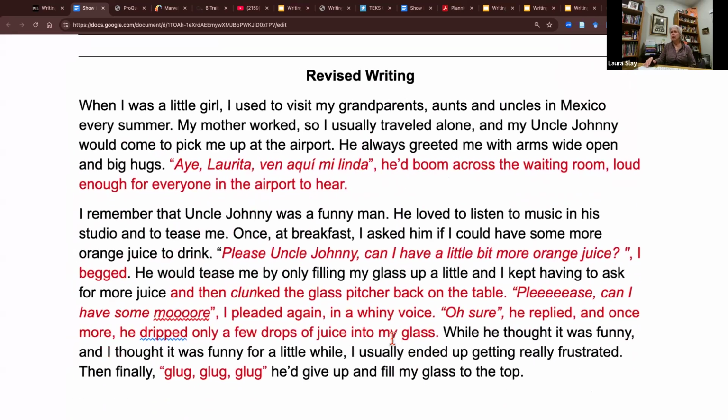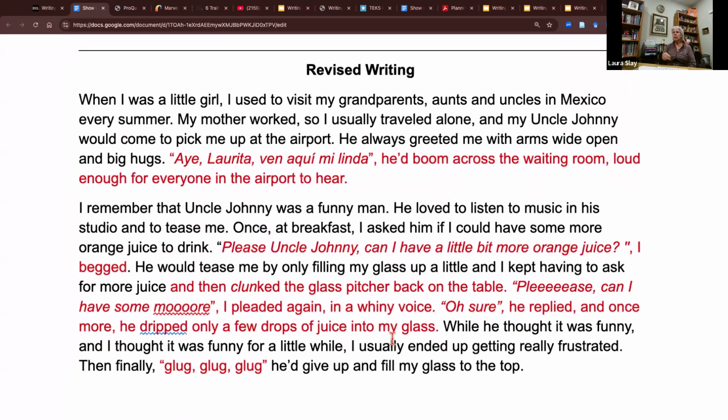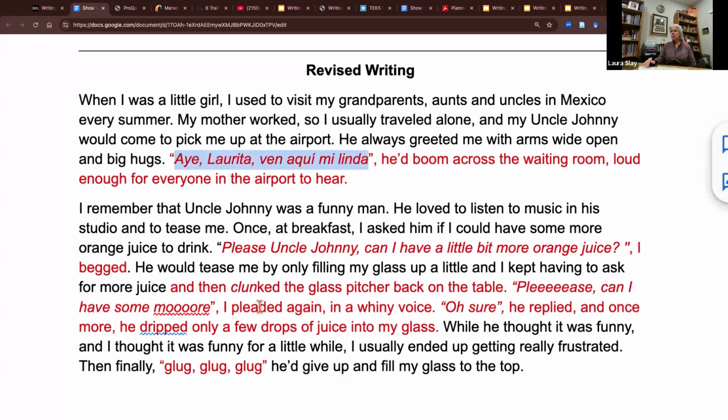So here is how I revised my writing, and I highlighted it in red. When I was a little girl, I used to visit my grandparents, aunts and uncles in Mexico every summer, and that stays the same. But then I changed and added some dialogue. He always greeted me with arms wide open and big hugs. "Ay, Laurita, ven aquí, mi linda," he'd boom across the waiting room, loud enough for everyone in the airport to hear. So I now expanded my text and it's a little bit more vibrant, because I do remember hearing his voice and he really was that vibrant of a man. So I included his words, in this case in Spanish.